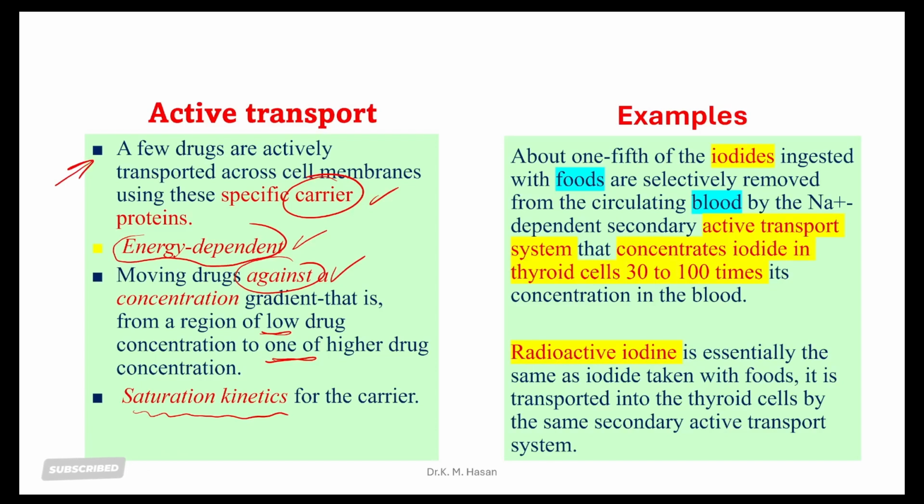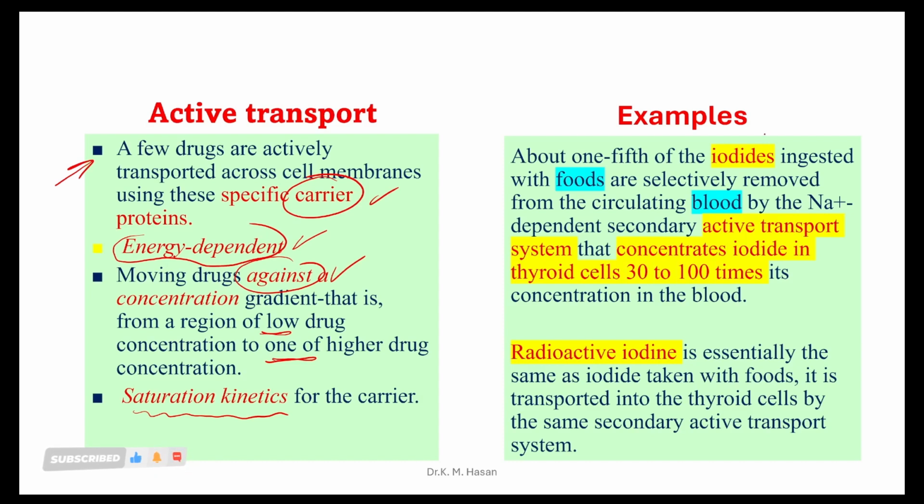Okay, an example of drug active transport: we have iodide and radioactive iodine. With iodide, they said that when you take iodine, about one fifth of the iodide ingested with the food is selectively removed from the circulation of the blood by the sodium dependent secondary active transport system.